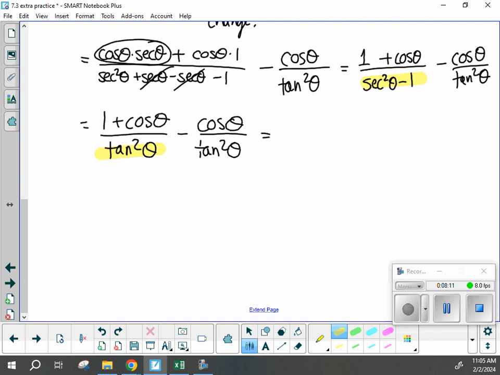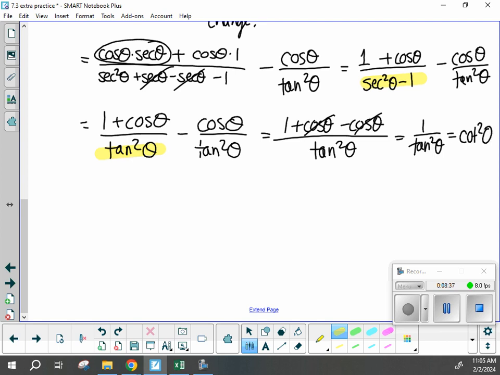So that whole numerator, 1 plus cosine of theta minus cosine of theta. Should be thinking about what's going to happen there. And then over just a plain old tangent squared. Please don't subtract the tangents. We don't put it over 0. We have a common denominator, put them together. These cancel out in the numerator. We have 1 over tangent squared, which is cotangent squared. Hooray! Pick your favorite symbol.